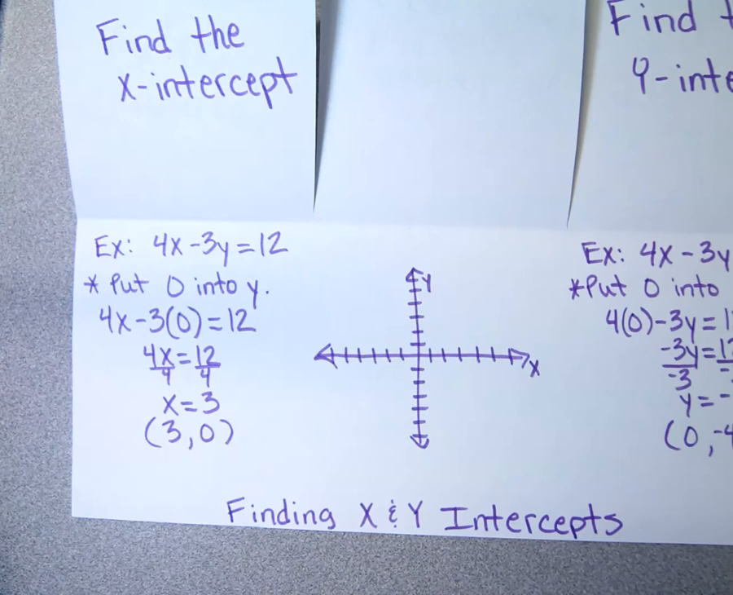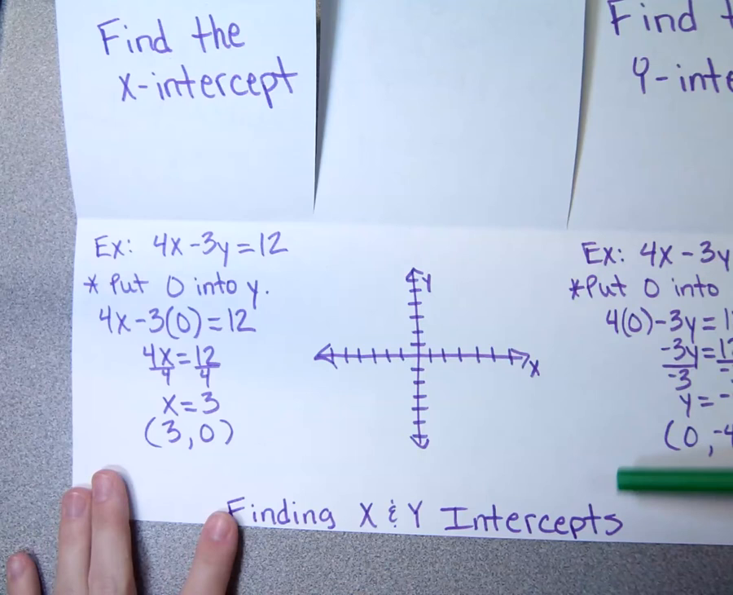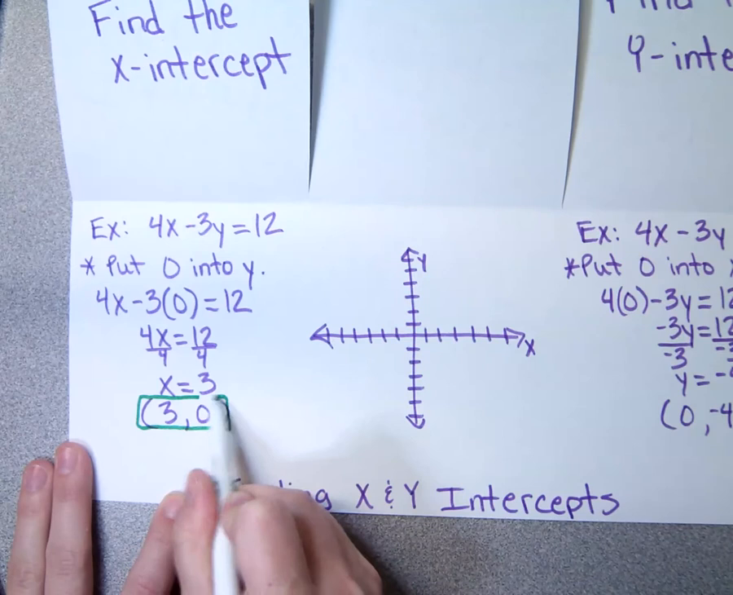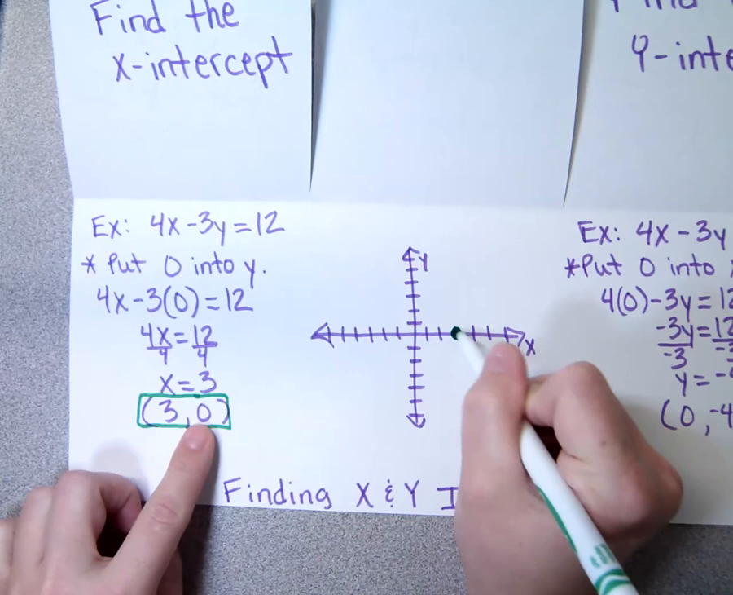Okay. Now, I actually want to plot my x-intercept and plot my y-intercept. So my x-intercept is the point 3, 0. Since the x is 3, I go right 3, and the y-coordinate is 0, so I don't go up or down. I know this is an x-intercept because it's on the x-axis.